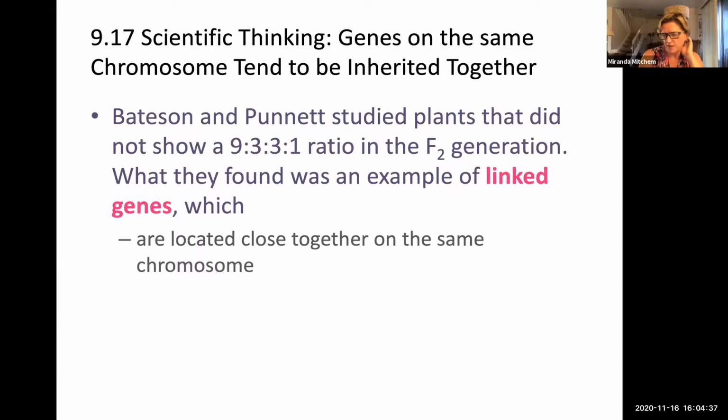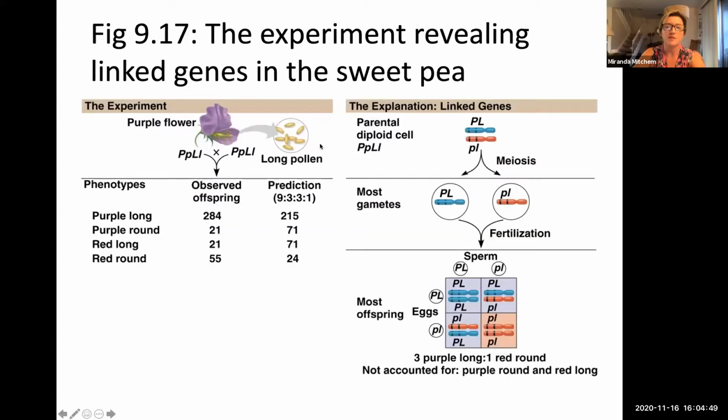There would have to be a cleavage right in the middle of them, or crossing over to occur right in the middle. And statistically, the probability of that happening is low for linked genes. So they come together. So let's look.